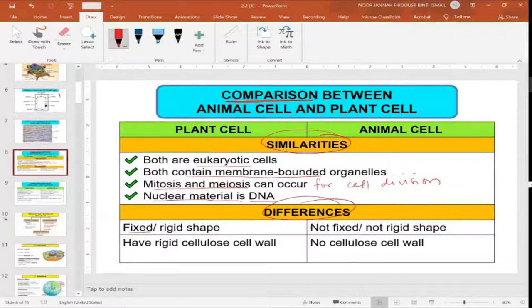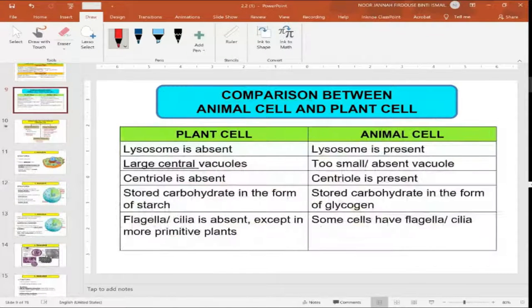I don't need to repeat this one. What is strange here? Flagella. Plant cell does not have flagella, you must remember that. And cilia are also absent, except in more primitive plants. More primitive means maybe very simple cells, like algae, which are not really plants, the ones in water. Very simple, very primitive. Plant cell has a large central vacuole, while in animal cell the vacuole is either very small or absent. Then the food storage in plants is in the form of starch, while in animals the storage is in the form of glycogen.